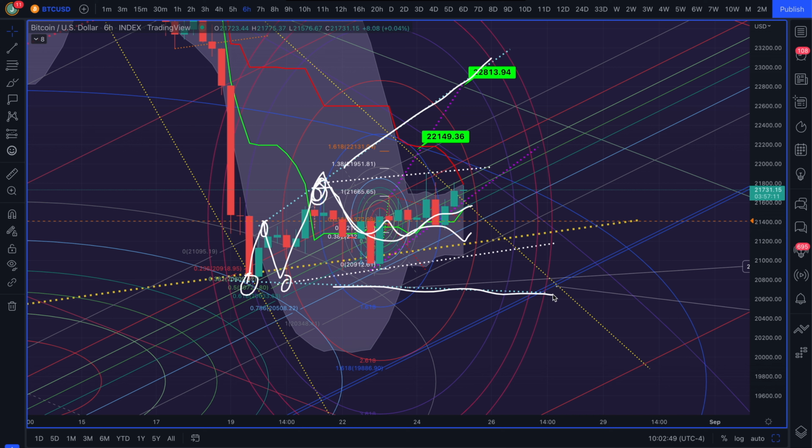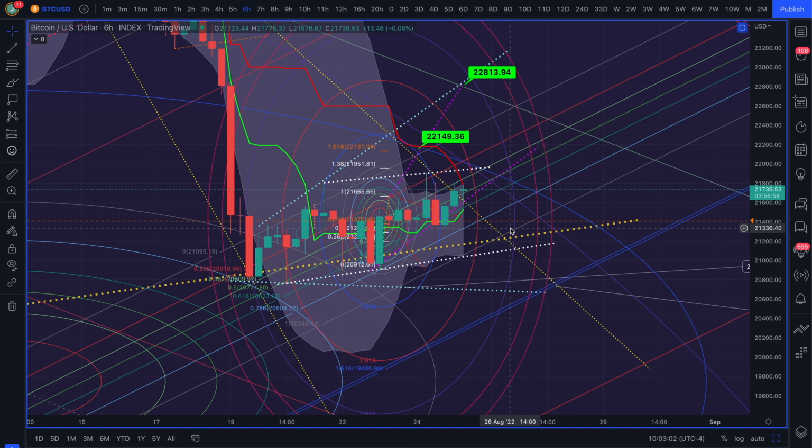Now the thing with the symmetrical wedges, the sideways broadening wedges, is we don't know if they're going to break up or down. Whereas when we have a downward wedge, we know it's going to break up, and when we have an upward wedge, we know it's going to break down. So we're operating a little more in the dark here.